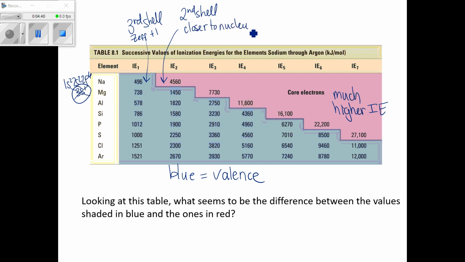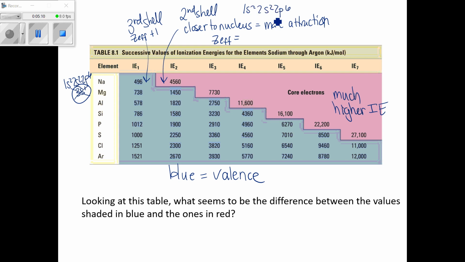It is much closer to the nucleus. And we know that when something's closer to the nucleus, it's going to increase the attraction there. So these core electrons are closer to the nucleus. They're feeling a much stronger attraction to the nucleus. That results in a much higher ionization energy. Also, if you were to calculate the effective nuclear charge for these core electrons, you'll see the effective nuclear charge has actually gone up a lot because once it's already lost an electron, here's its new electron configuration.